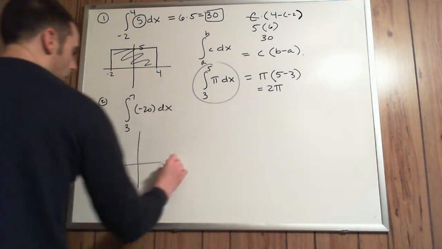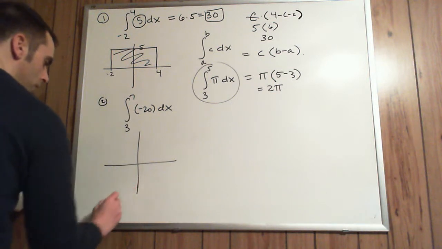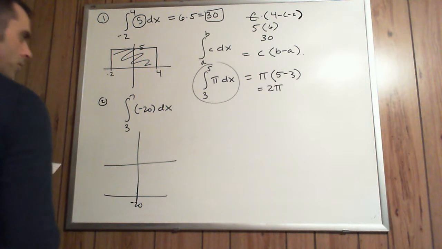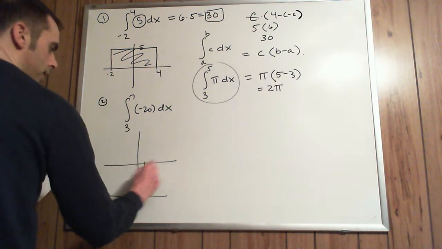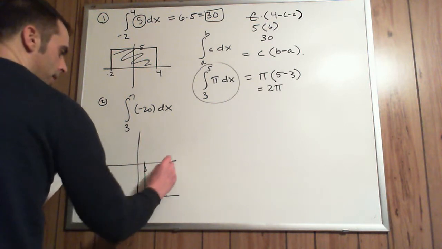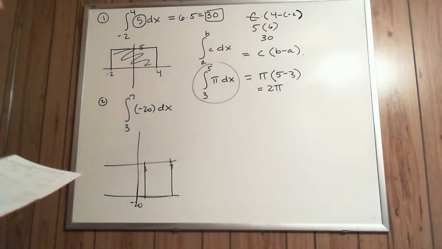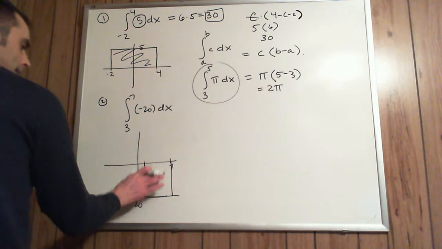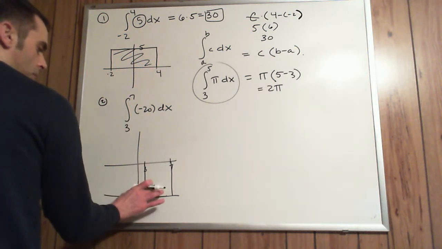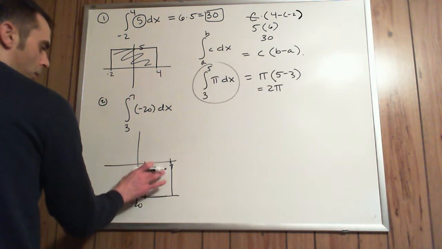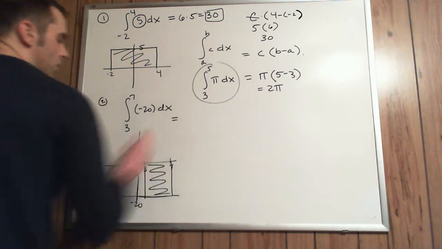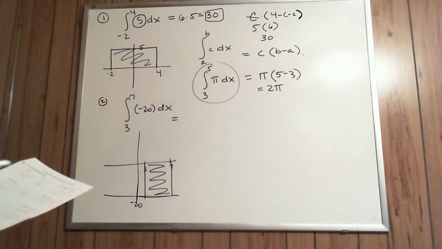So if you were to draw -20, you'd be down -20 on the y-axis from 3 to 7. From 3 to 7. And again, you're bounded by the x-axis. So here it's the area above y equals -20 and below the x-axis. So this is the area you're finding. So it's a rectangle again.